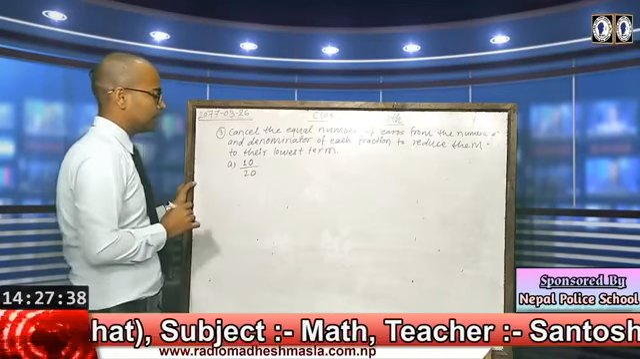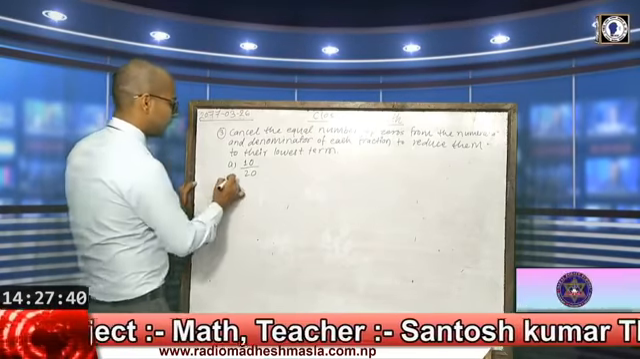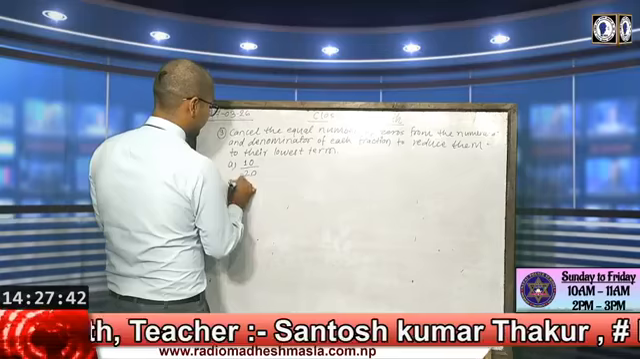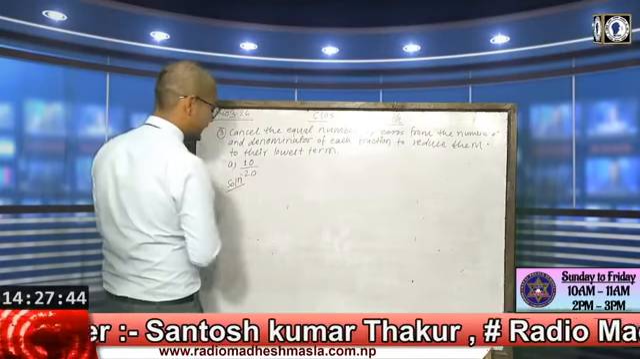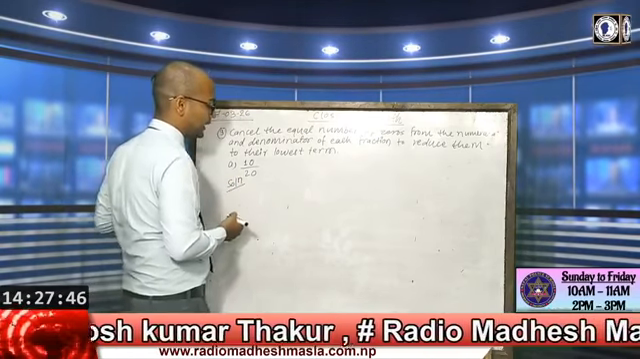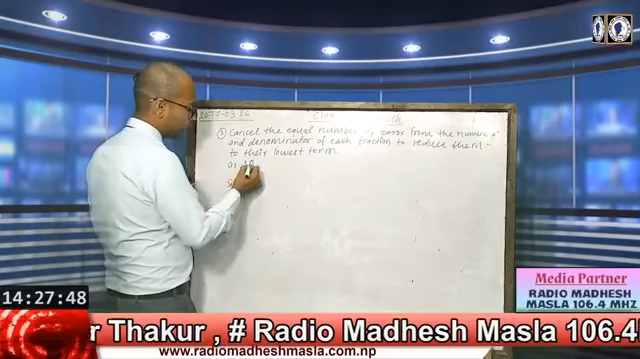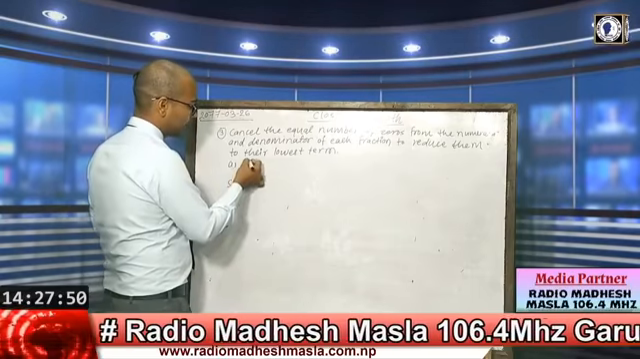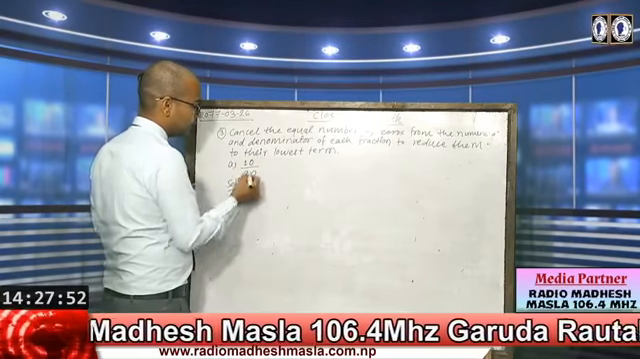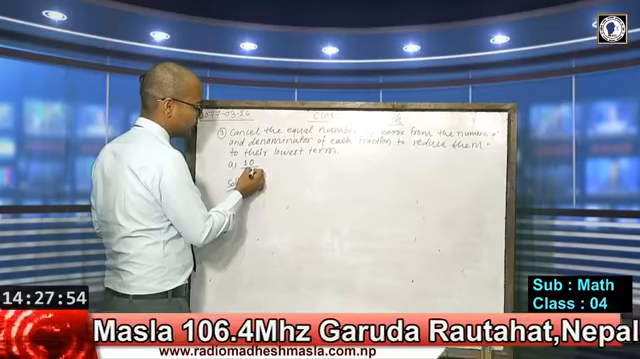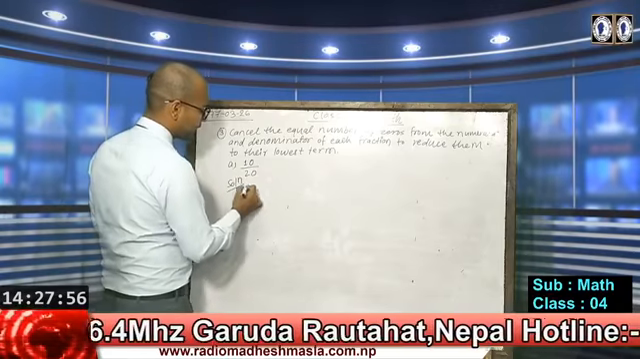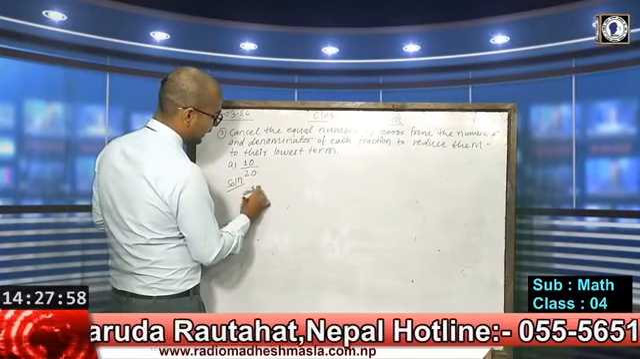10 by 20. So students, how many zeros are there in the numerator and how many zeros are there in the denominator? Yes. So we can find 1 zero in the denominator and also 1 zero in the numerator. So here, solution: 10 by 20.